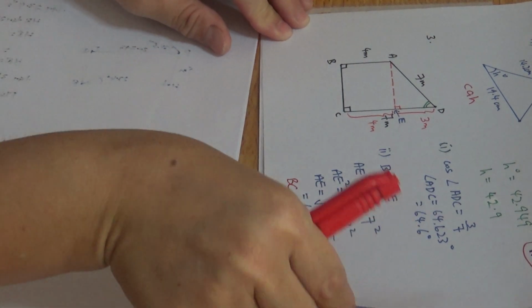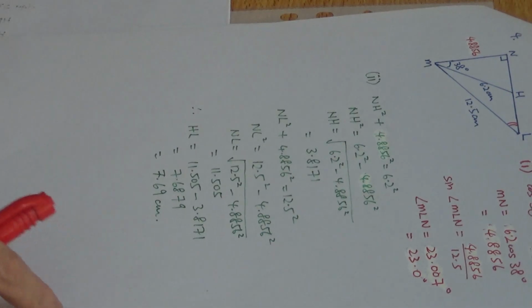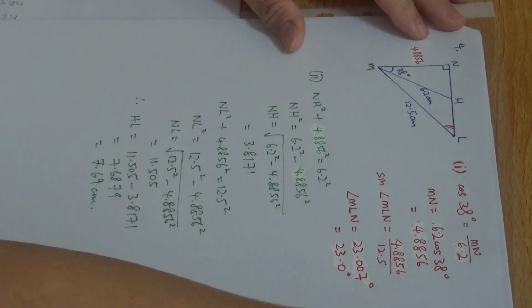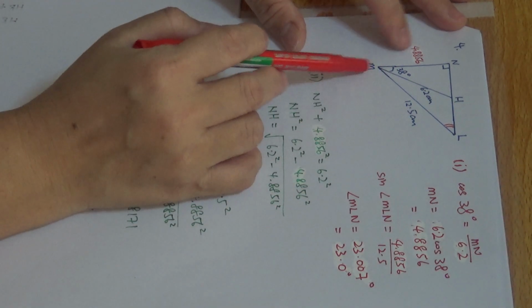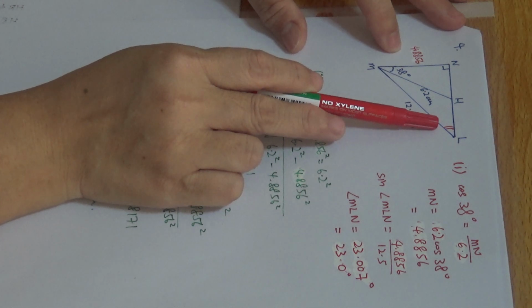Now I am moving on to question number 4. Let's take a look at question number 4. The first part asks you to find angle MLN. Angle MLN is this angle here.